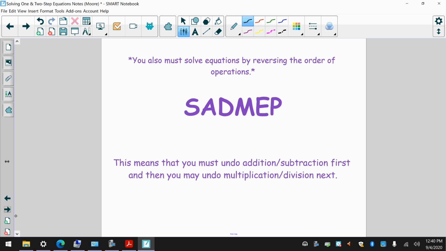The other thing to note is that when you are solving equations, you want to solve them in reverse order of operations. If you remember order of operations, we went PEMDAS: parentheses, exponents, multiplication, division, addition, subtraction. When you solve equations, you're going to go SADMEP: subtraction, addition, division, multiplication, exponents, parentheses. That means you have to undo all the addition and subtraction first, and then multiplication and division next.